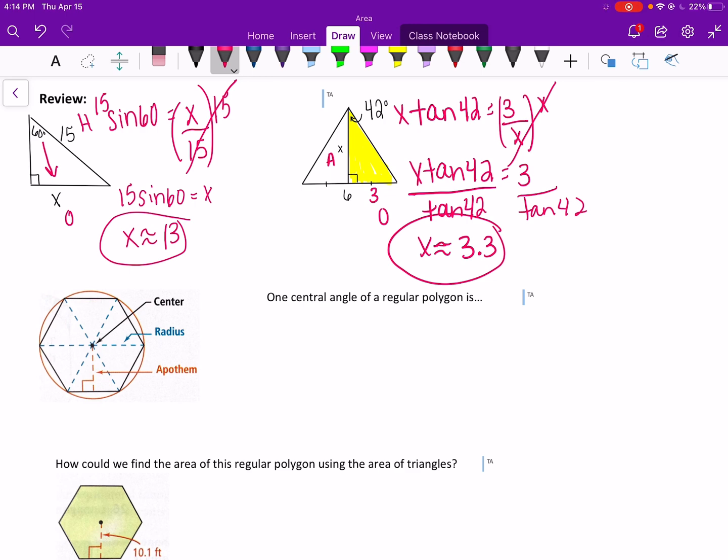We also have radius in our picture. Those are those blue dotted lines. The radius goes from the center to the vertex. And then we have an apothem. The apothem goes from the center to the middle of a side. And notice the apothem is perpendicular to our side.